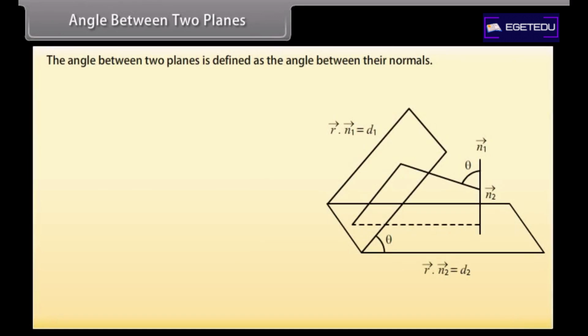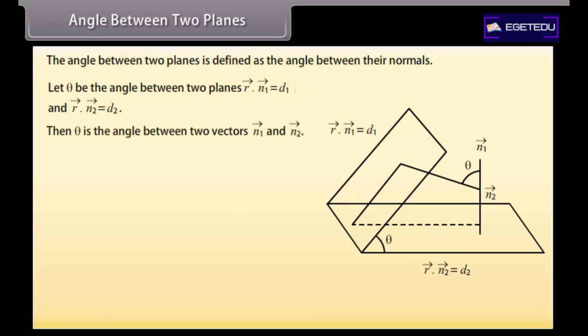Angle between two planes. The angle between two planes is defined as the angle between their normals. Let theta be the angle between two planes, where the dot product of vector r and vector n1 equals d1, and the dot product of vector r and vector n2 equals d2. Then theta is the angle between the two vectors n1 and n2. Cos theta equals the modulus of the dot product of vector n1 and vector n2 divided by the modulus of vector n1 into the modulus of vector n2.